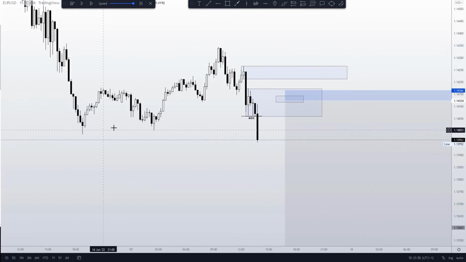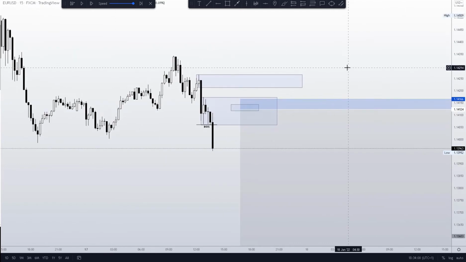And now, since we broke the structure and we have a bias from the daily chart, we are expecting price to come back and revisit those areas where we see the order blocks on the 15-minute chart in order to take the trade to the downside. So let's go to the 15-minute chart.